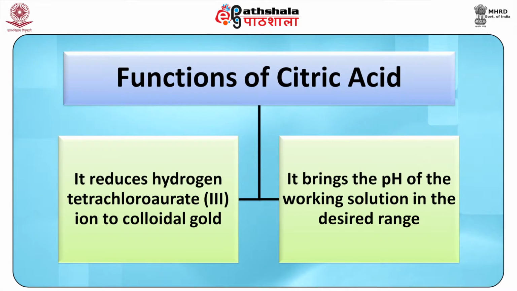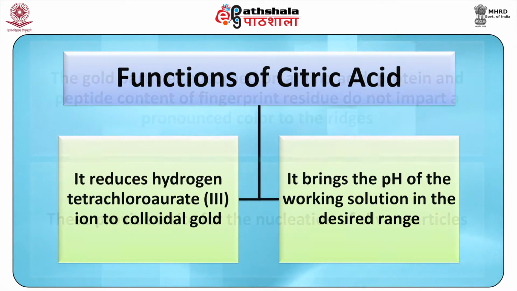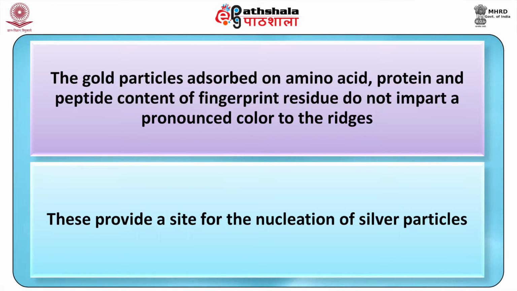It is pertinent to state that citric acid performs two functions. Firstly, it reduces hydrogen tetrachloroaurate ion to colloidal gold, and secondly, it brings the pH of the working solution to the desired range. The gold particles adsorbed on the amino acid, protein, and peptide content of fingerprint residue do not impart a pronounced color to the ridges. Nevertheless, these provide a site for the nucleation of silver particles.